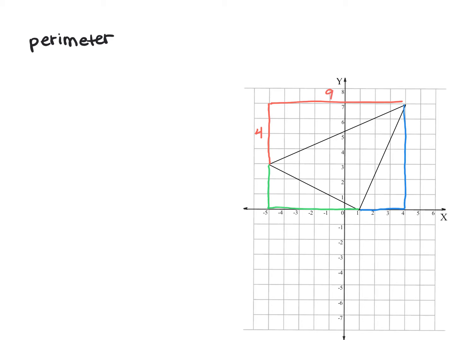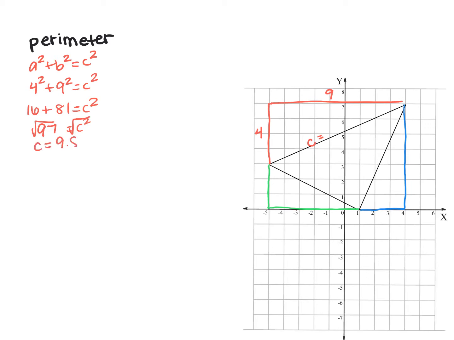Be careful that you count those correctly. So what I'm looking for is that hypotenuse. So I'm going to use the Pythagorean theorem, a squared plus b squared equals c squared, to find that long side. So 16 plus 81 is 97. I'm going to take the square root of both sides, and I'm going to get that c is 9.8.